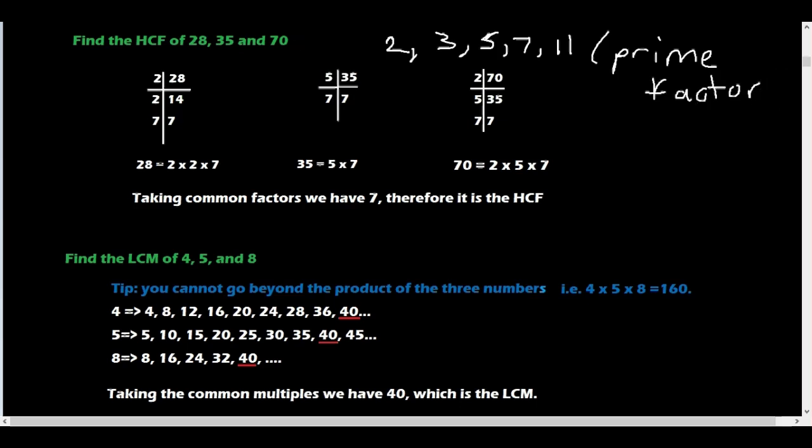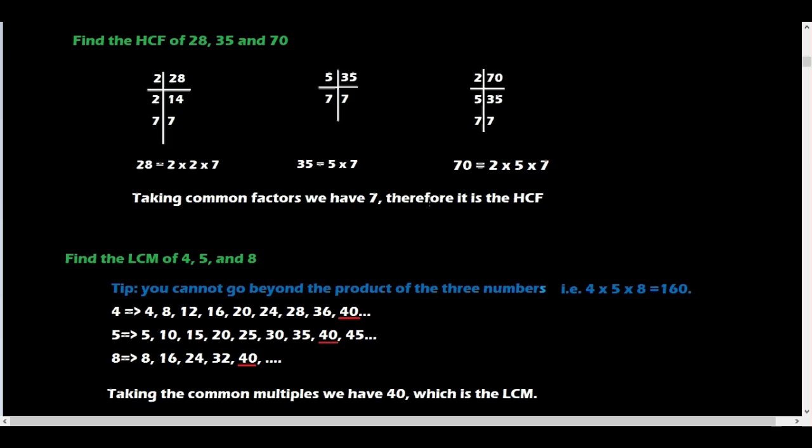Then you express the given number in terms of its prime factors. In this case 28 is 2 times 2 times 7. Then you move over to 35. You try 2, you cannot. 3, you cannot. Then 5, you can divide by 5, you get 7. Then again by 5, it leaves a remainder. Therefore you go to 7, and you get 5 times 7 as the prime factors of 35. You move over to 70. 2 gives you 35, then 5, 7, 7, 1. Then the prime factors of 70 are 2 times 5 times 7.